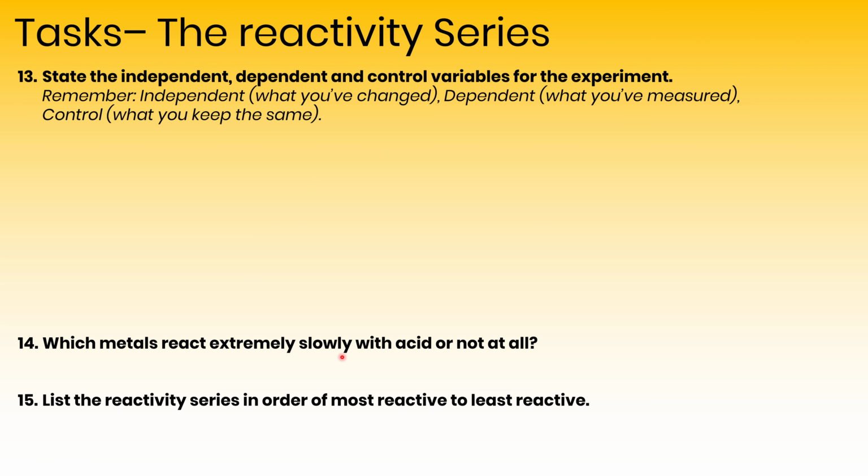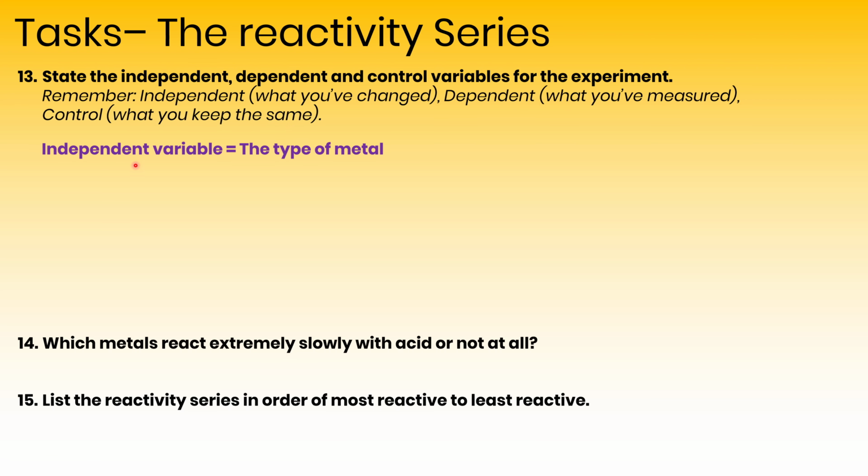Have a look at the next set of questions, and this is your final set of questions. Have a go, and then come back to the video. We've now got to state the independent, dependent and control variables for the experiment that we just described. An independent variable is the thing that you change. A dependent variable is the one that you've measured. And a control variable, there might be multiple ones of these, are the things that you keep the same.